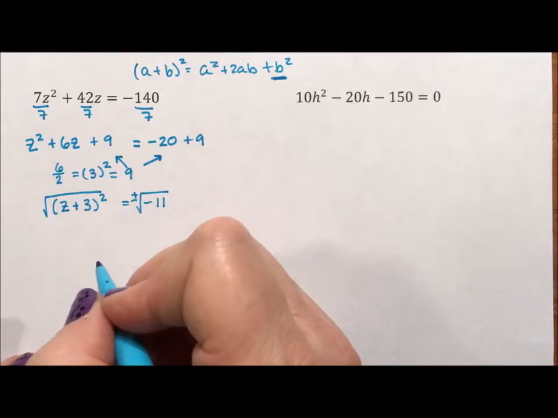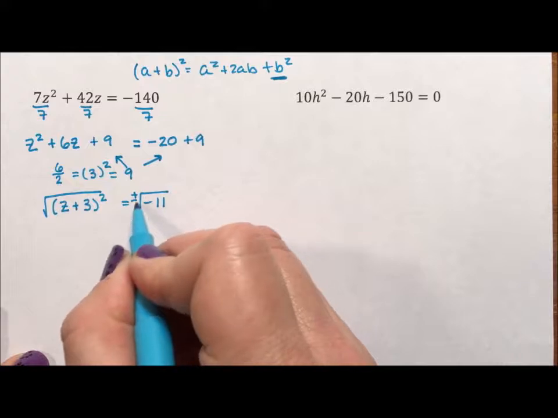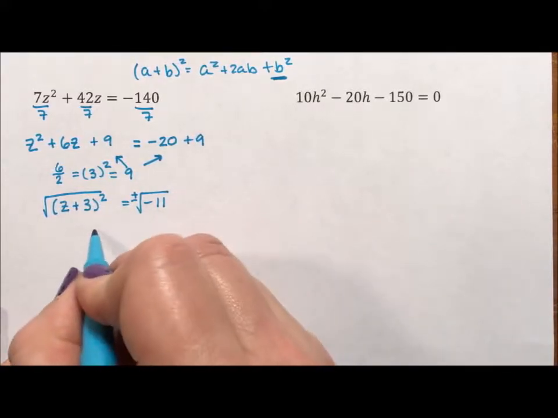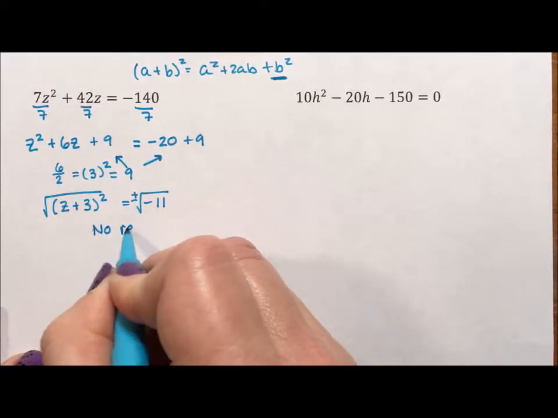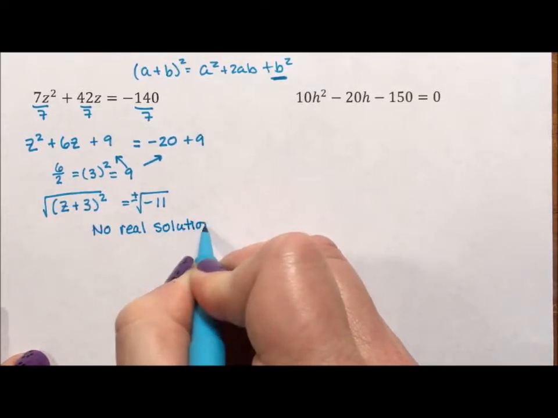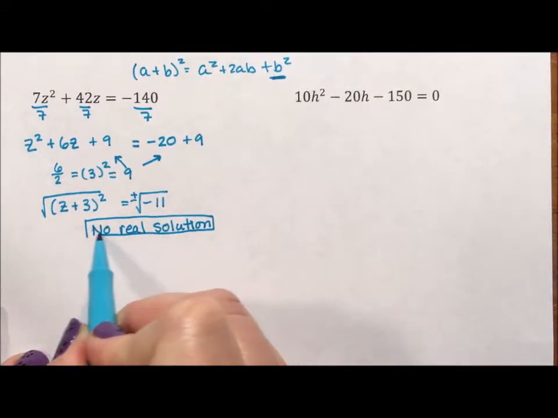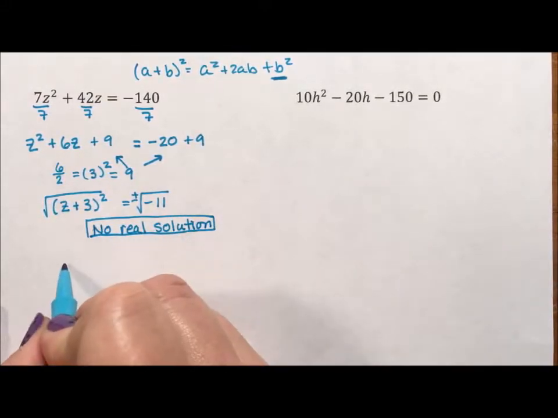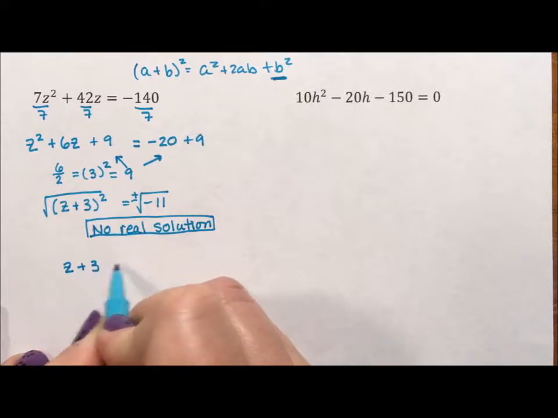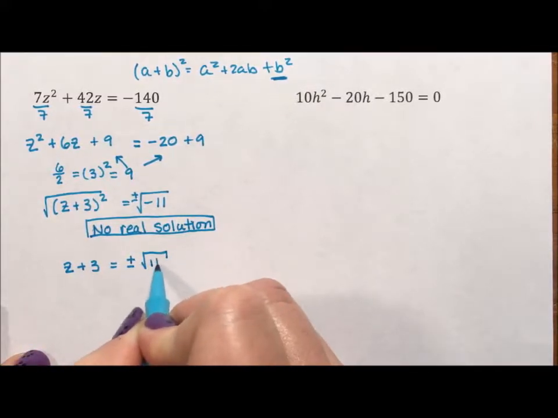You need to figure out what your teacher wants you to do for the solution. Some teachers would take this negative under the square root and immediately say no real solution, because there isn't. The only solution is imaginary. However, you might have a teacher who wants the imaginary solution, at which point we'd have z plus 3 is equal to plus or minus the square root of 11 i.